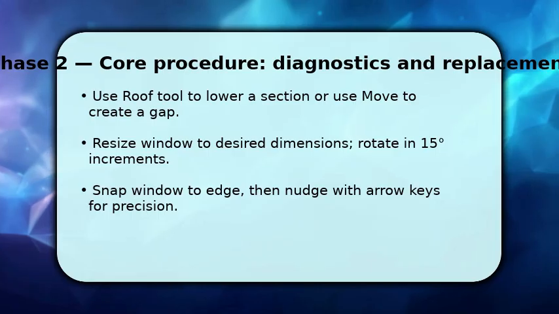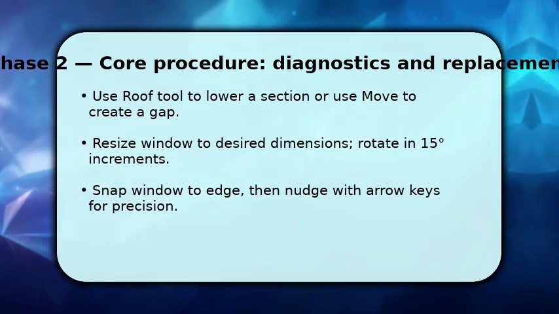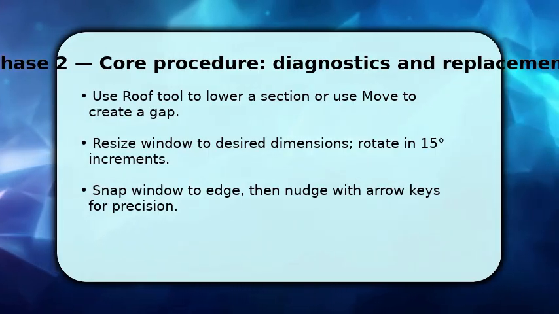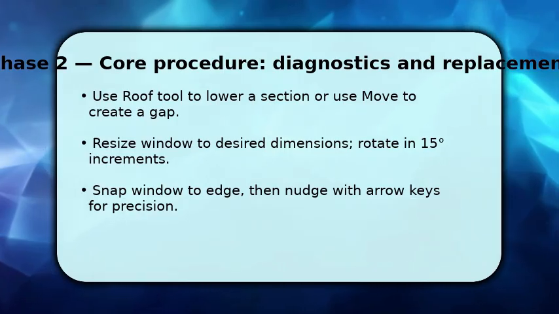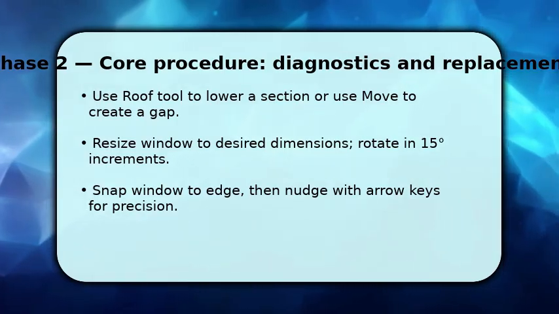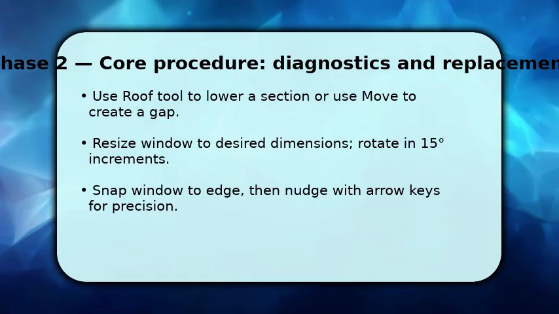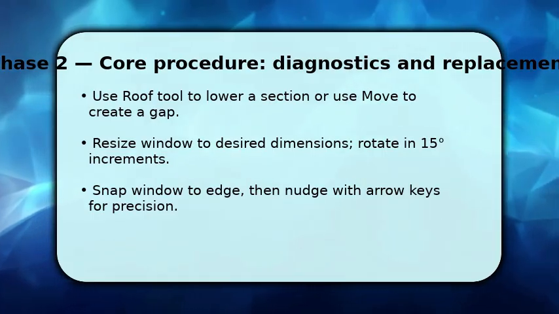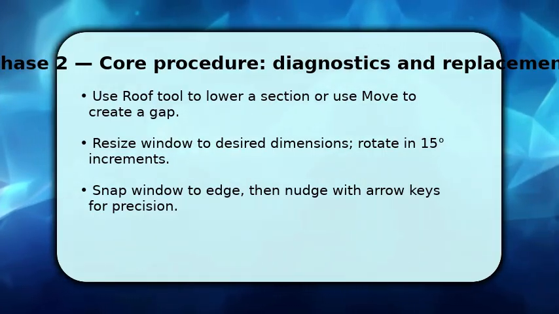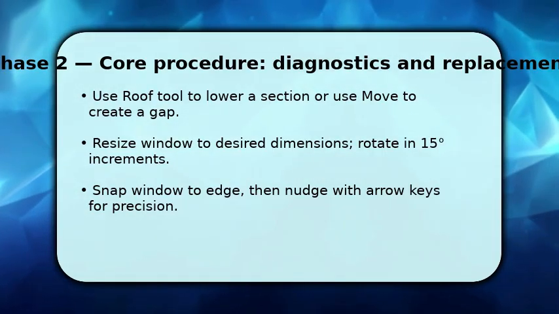Then switch to the window item and resize it to your desired dimensions. Rotating in 15-degree steps keeps angles clean. Place the window at the edge of the opening and nudge with arrow keys or 0.5 grid increments for perfect fit. This method prevents clipping and maintains roof lines.